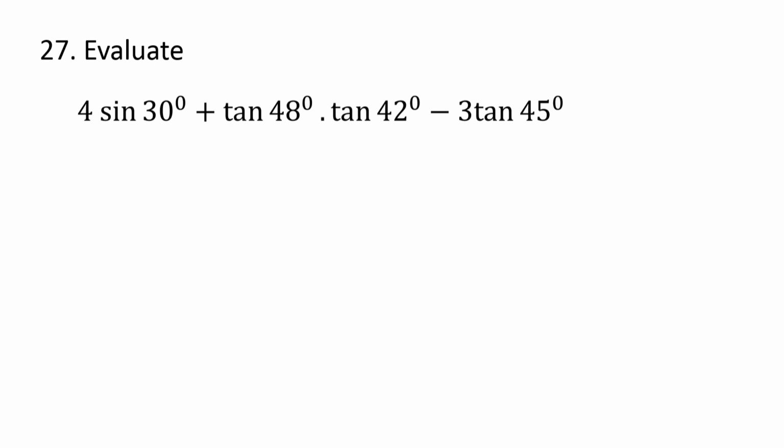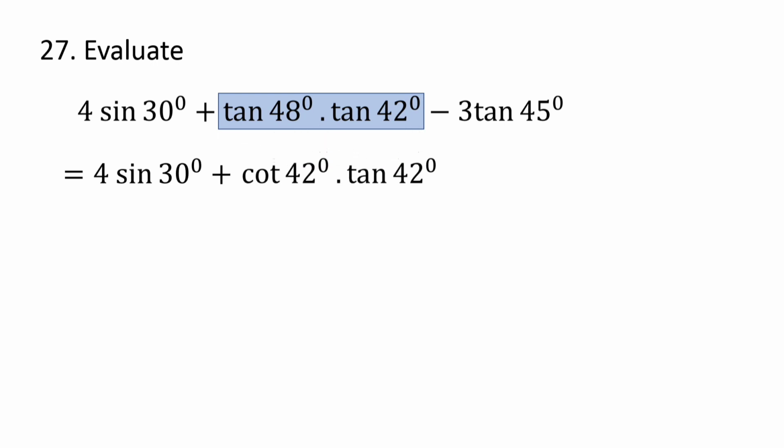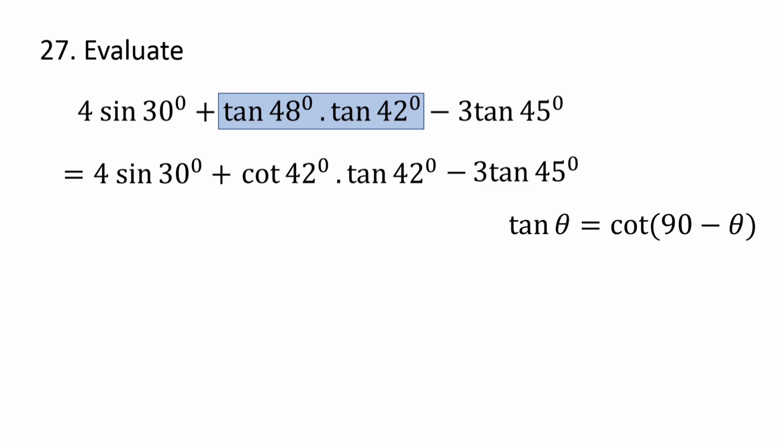Evaluate 4 sin 30 plus tan 48 into tan 42 minus 3 tan 45. This is the 27th question. Write 4 sin 30 as such. Convert tan 48 into cot 42 because tan theta is equal to cot of 90 minus theta. They are complementary ratios. Minus 3 tan 45.